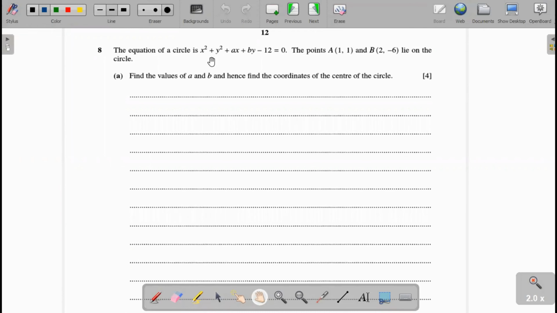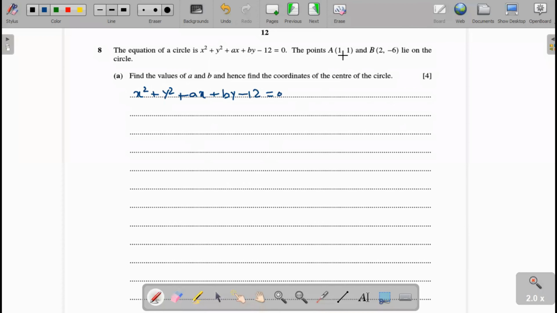Question 8. The equation of a circle is x squared plus y squared plus ax plus by minus 12 equal to 0. The points A(1, 1) and B(2, minus 6) lie on the circle. Find the values of a and b and find the coordinates of the center of the circle. Since these points lie on the circle, we substitute these points in the equation of the circle.